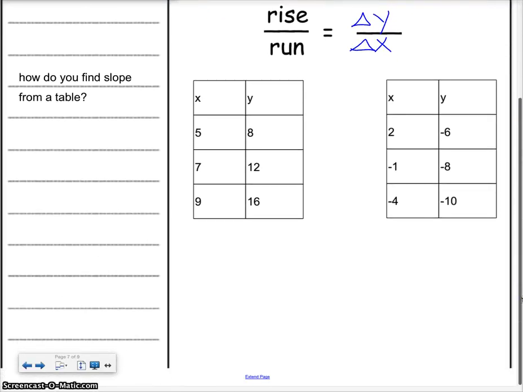So given this first table here, I want to be able to identify the slope, change in Y over change in X. How does Y change? Plus 4, plus 4. So I'm adding 4 over, how did my X change? Plus 2, plus 2. 4 over 2, which is 2 over 1.